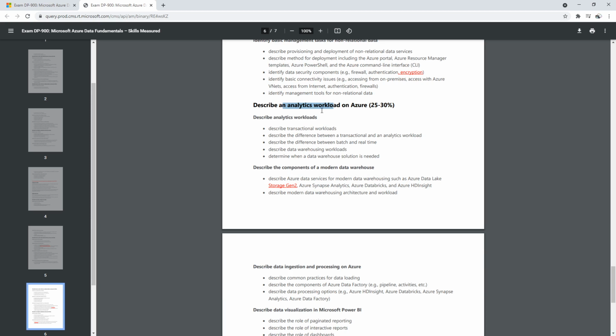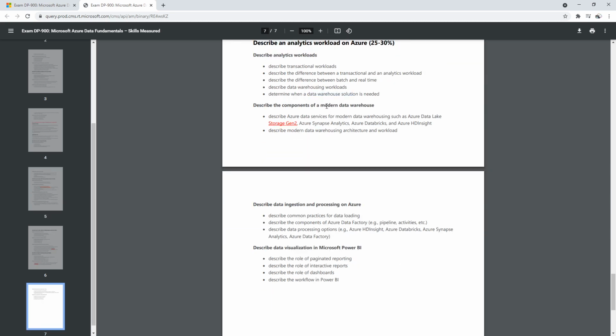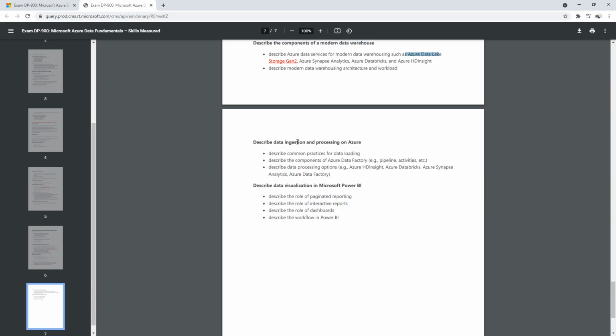Describe analytical workloads, so transactional data, the difference between transactional and analytical, and we're talking about OLAP and OLTP, okay? Difference between batch and real-time, warehouses, data warehouse solutions. Describe modern data warehouses, so here we're talking about Databricks, Hadoop systems, Synapse, which is kind of like a data lakehouse, and then actually Azure Data Lake and its storage medium. Down below, we have data ingestion. So loading data, Azure Data Factory, HDInsight, Databricks, et cetera.